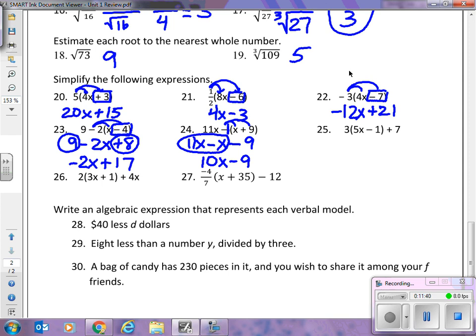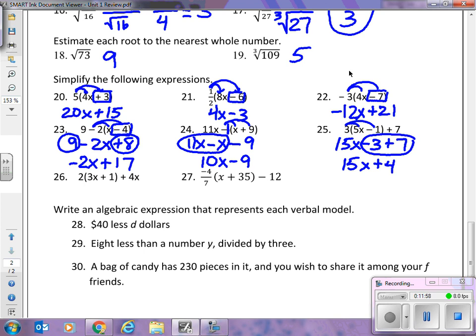We're distributing the 3 first. 3 times 5x is 15x. 3 times -1 is -3, and then bring down +7. The two numbers that can go together are -3 and +7, so the answer is going to be 15x plus 4. Okay, we go to number 26.